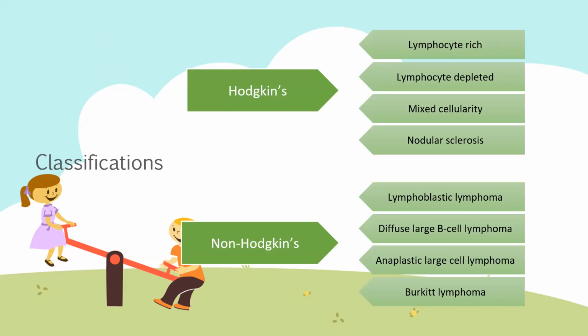The next is classification. Lymphoma can be divided into two types, which are Hodgkin lymphoma and non-Hodgkin lymphoma. Each can be further classified into types. Generally, Hodgkin can be divided into classical Hodgkin lymphoma, which is later divided into 4 subtypes, and nodular lymphocyte predominant Hodgkin lymphoma, which are not stated in this slide.